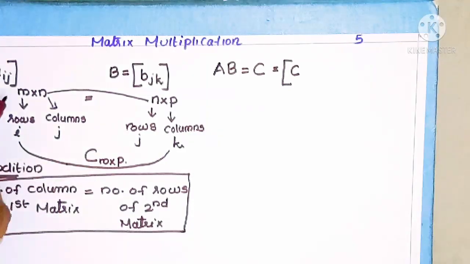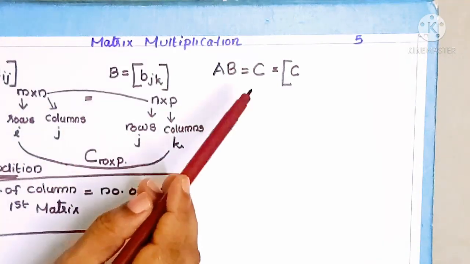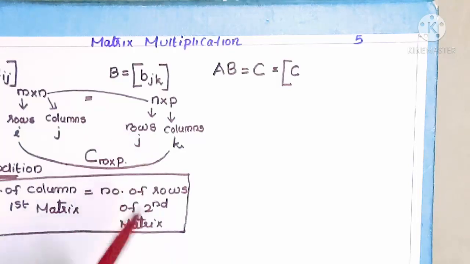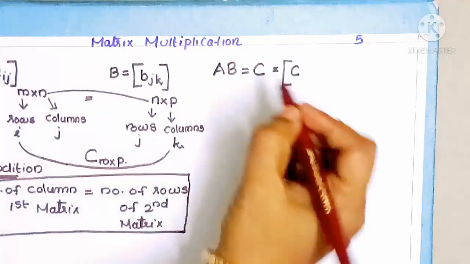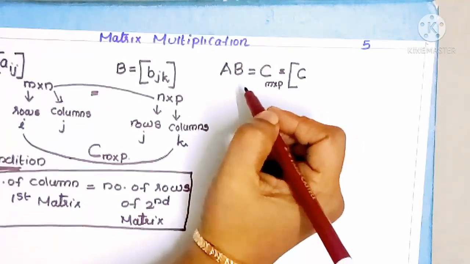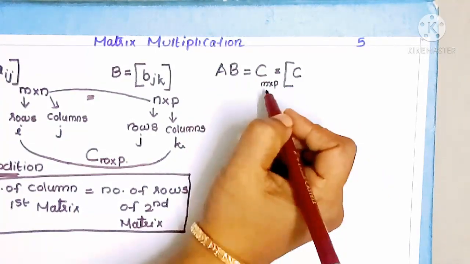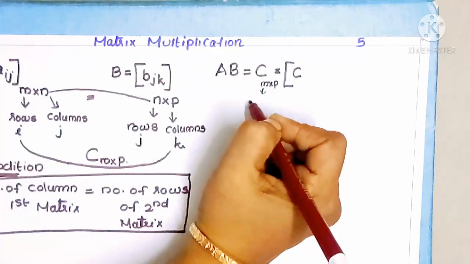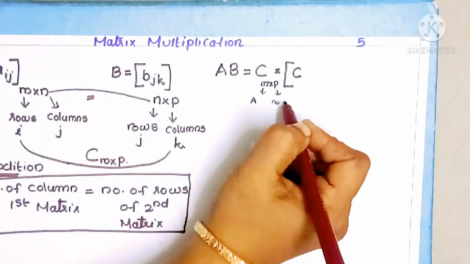What is the order of the resultant matrix? It is M cross P: the number of rows of A cross the number of columns of B. After multiplication, we get a resultant matrix C, and its order becomes M cross P. That means M is the number of rows of the A matrix and P is the number of columns of the B matrix.